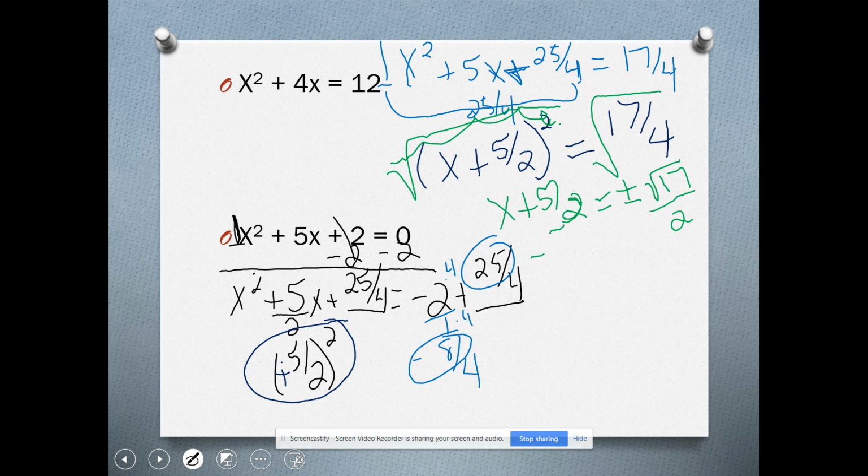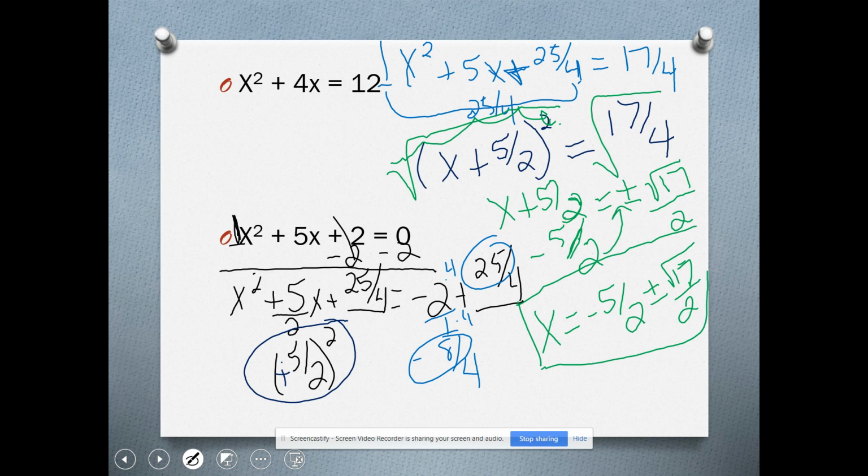Our last step is to subtract the 5/2 over to the other side, and again we slide it right in between the equal sign and the plus minus, and so negative 5/2 plus or minus radical 17 over 2 is our final answer for our zeros, roots, solutions, or x-intercepts.